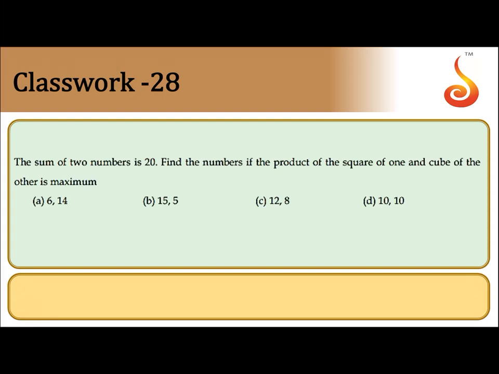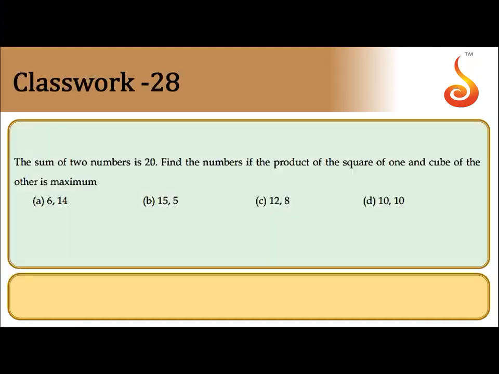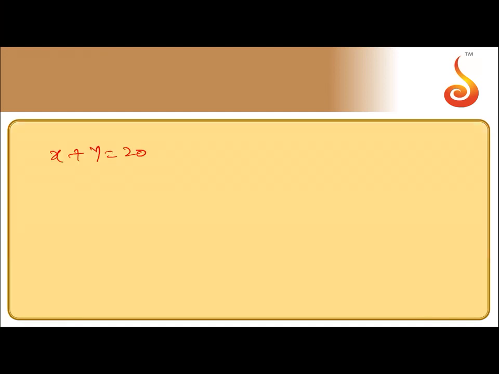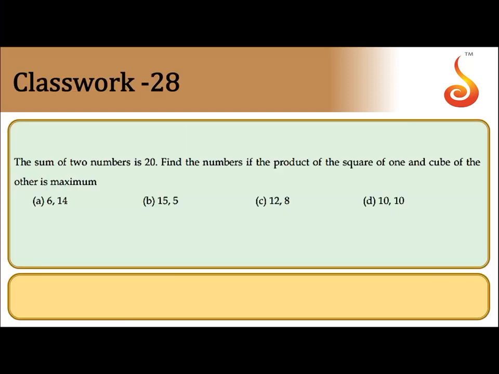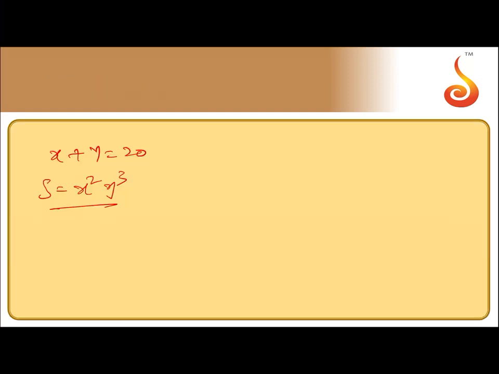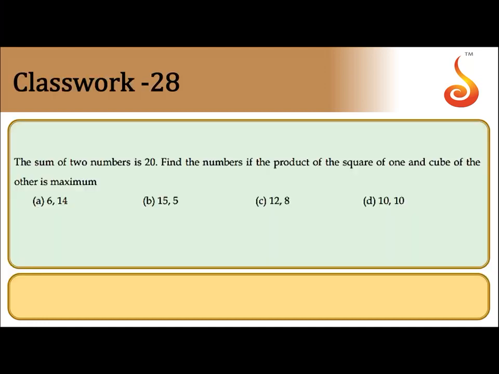Next one, the sum of the two numbers is 20. Find the numbers if the product of the square of one and the cube of the other one is a maximum. The sum of the two numbers is 20, and the product of the square of the first one and the cube of the next one should be the maximum. Maximize this function with respect to the condition x plus y equals 20. Simple technique here.